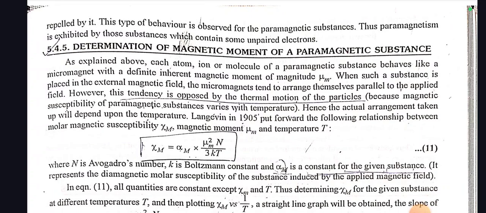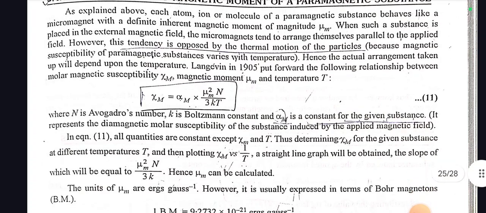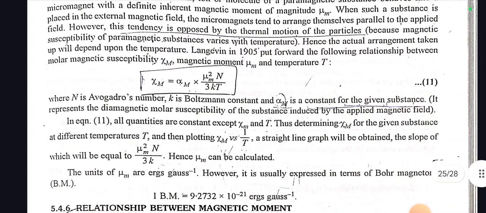Determination of the magnetic moment of a paramagnetic substance. As explained above, each atom, ion, or molecule of a paramagnetic substance behaves like a micromagnet with a definite inherent magnetic moment of magnitude mu m. When such a substance is placed in an external magnetic field, the micromagnets tend to arrange themselves parallel to the applied field. However, this tendency is opposed by the thermal motion of the particles. Hence, the actual arrangement taken up will depend upon the temperature.